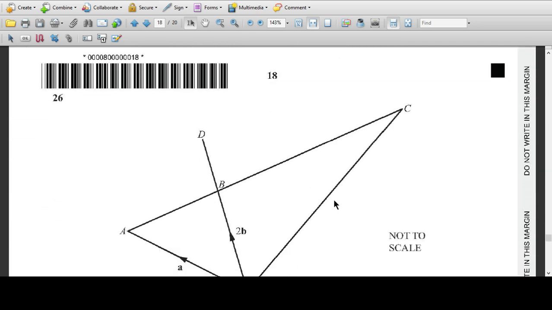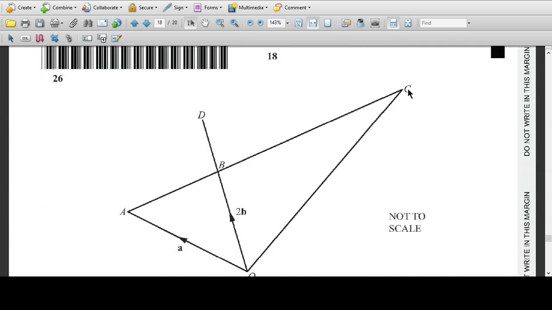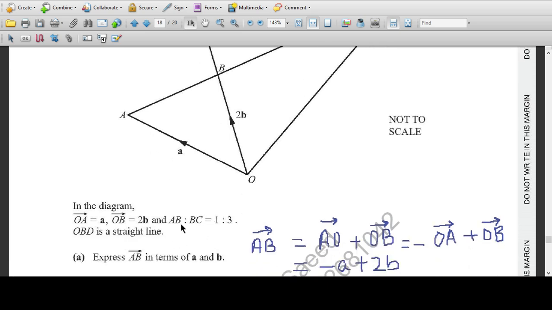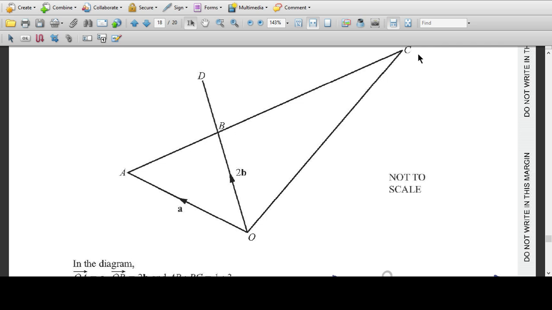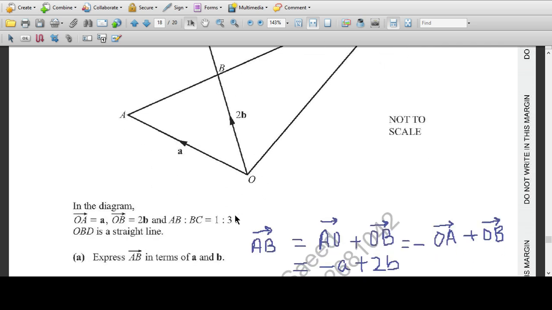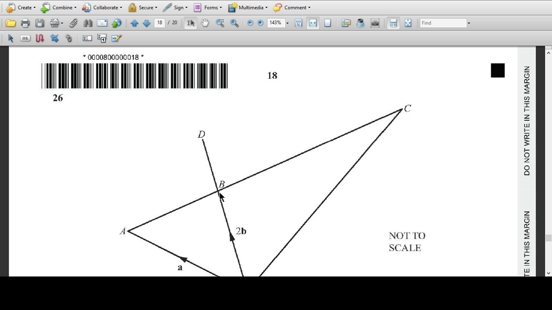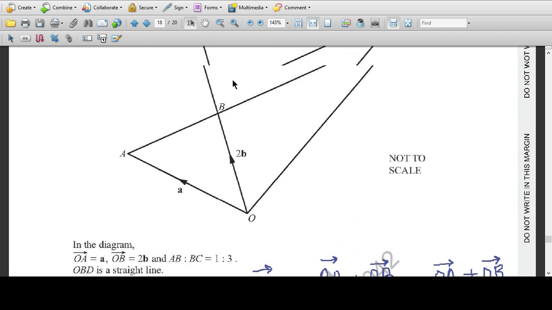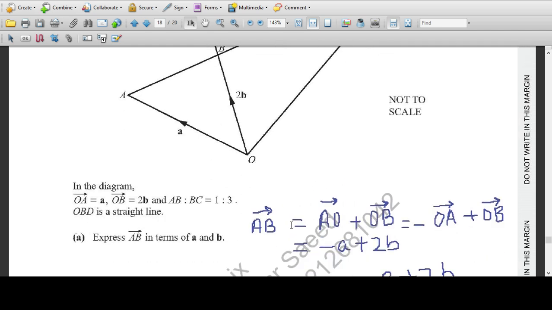Now question number 26. We are given these vectors. OA is a, and OB vector is 2b, and the ratio of AB and BC is 1 to 3. So BC is 3 times this AB. OBD is a straight line. Express AB in terms of small a and small b.